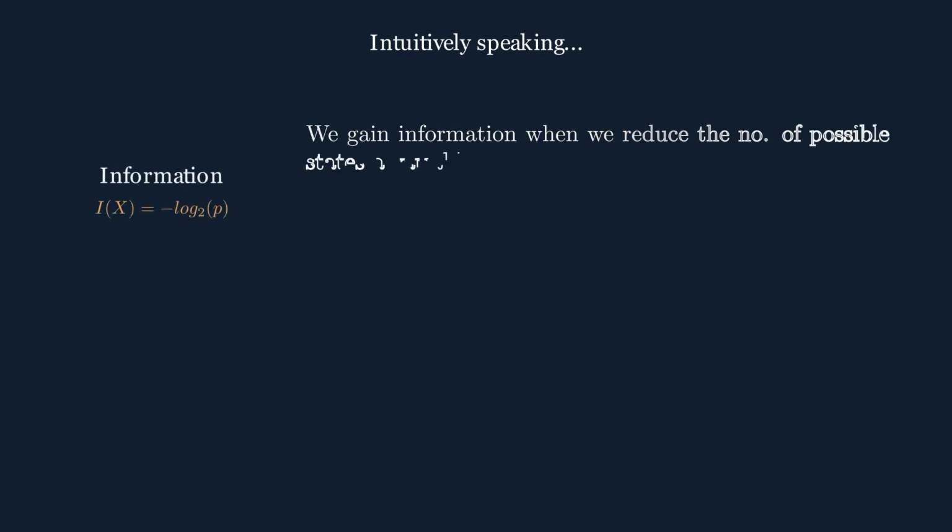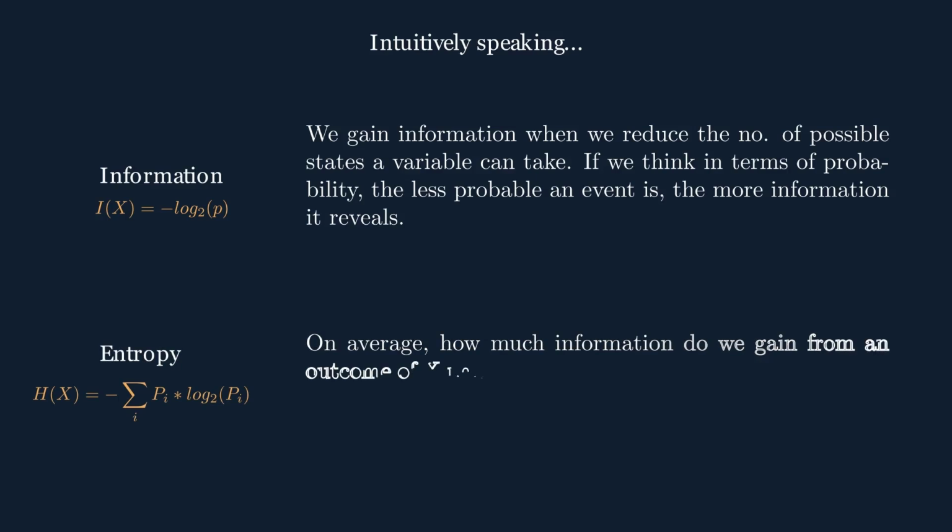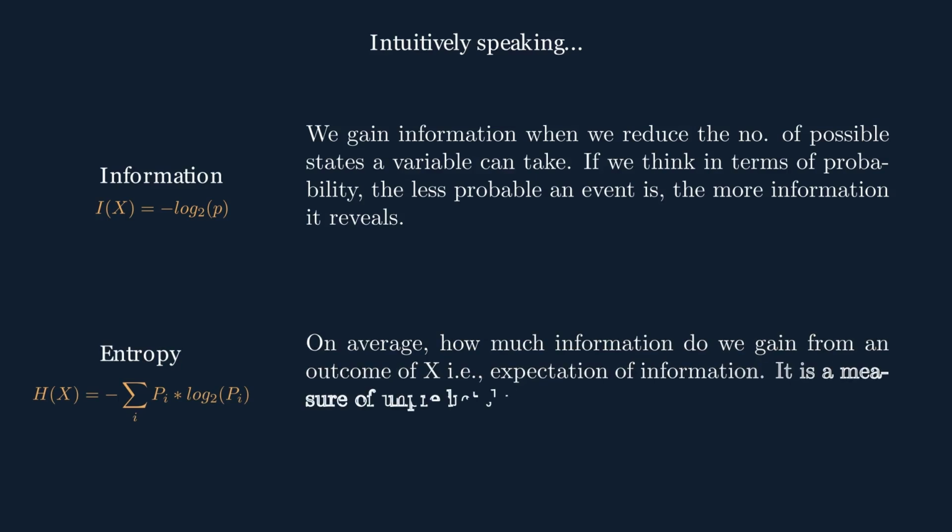So, in summary, information is gained when we reduce the number of states of a variable. It is inversely related to the probability of an event, whereas entropy measures, on average, how much information we gain from the states of X. Intuitively speaking, it is also a measure of unpredictability in the system. I hope you now have a stronger understanding of what the concepts of information and entropy are.